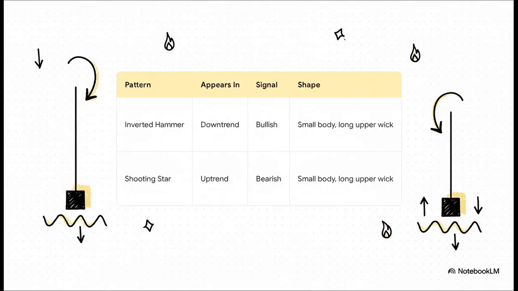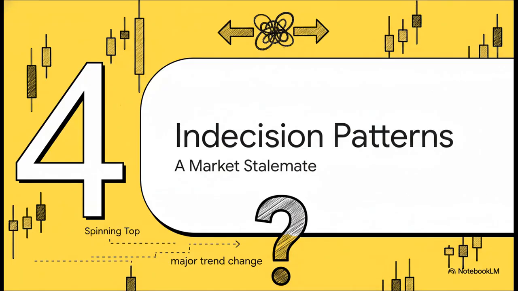And here are their upside-down cousins, the inverted hammer and the shooting star. And again, look, 2 identical shapes. A small body at the bottom with a long wick pointing up. And you guessed it, context is everything. The inverted hammer appears in a downtrend, and it's a bullish sign. The shooting star shows up at the top of an uptrend, and it's bearish. Same idea, different shape.